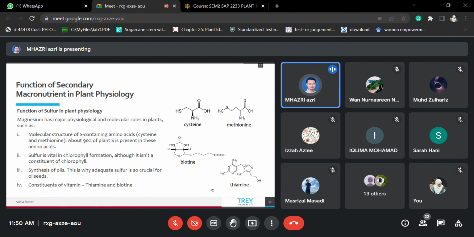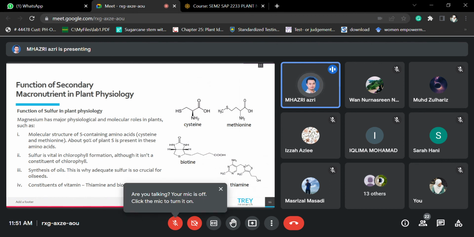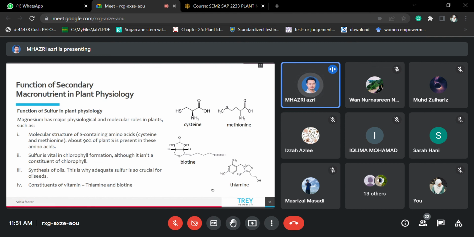Sulfur is also one of the secondary macronutrients. Sulfur is required by plants mostly for the synthesis of amino acids. Okay, so 90% of sulfur in plants is present in cysteine and also methionine. Apart from that, sulfur is also crucial for chlorophyll formation, although it is not a constituent of chlorophyll.